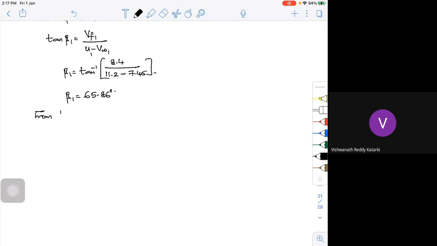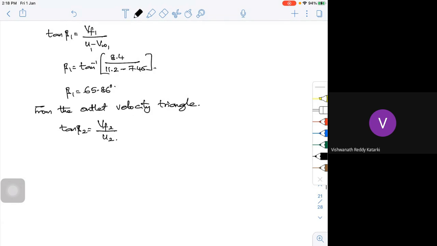So this is from the inlet velocity triangle. From the outlet velocity triangle, tan beta 2 is equal to your opposite side, that is VF2, divided by your adjacent, that is U2. But I don't know my U2. So I will go with the same assumption: U2 is equal to 0.6 times your U1. U2 is equal to 0.6 into 11.2. So your U2 is equal to 6.72 meters per second.